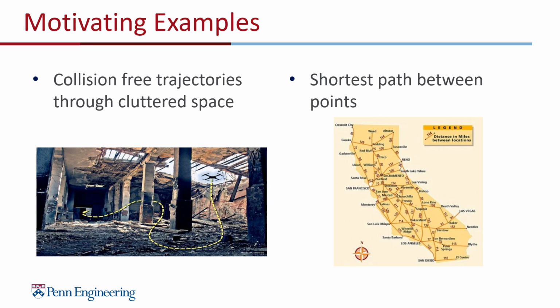Planning algorithms may be used to find paths in cluttered environments, such as the one seen on the left, where the robot has to navigate through all the debris and around the pillars, or to find paths that are optimal in some sense, such as the example on the right, where we want to find the shortest path between two cities.